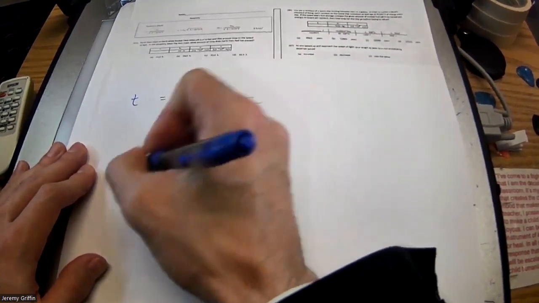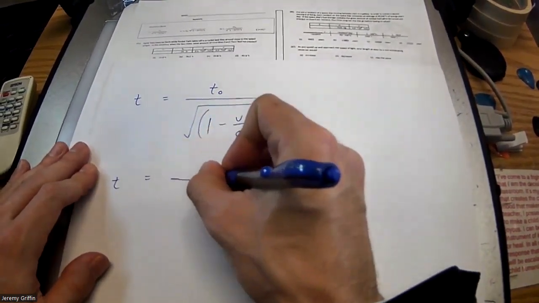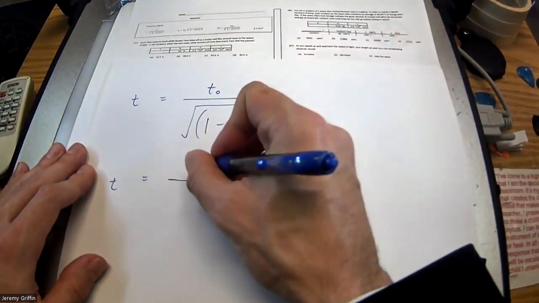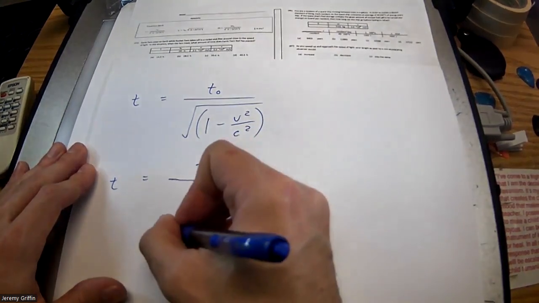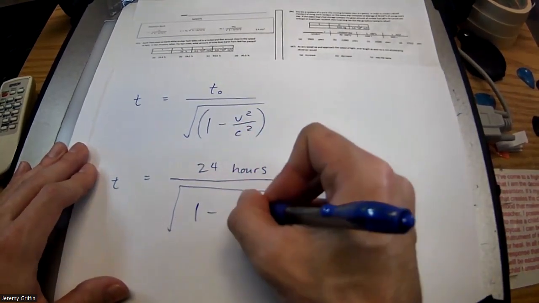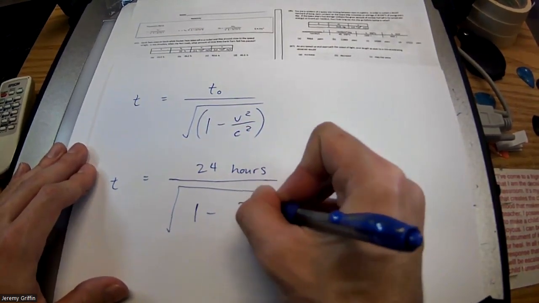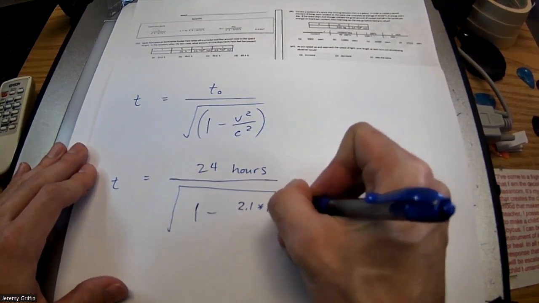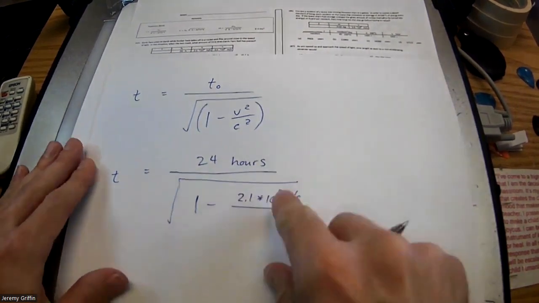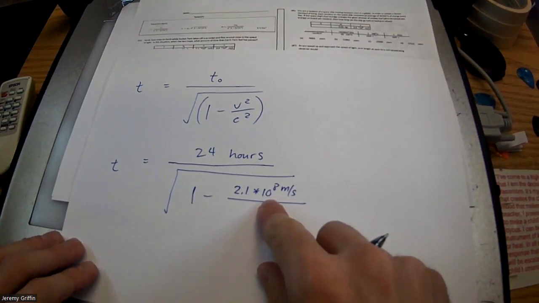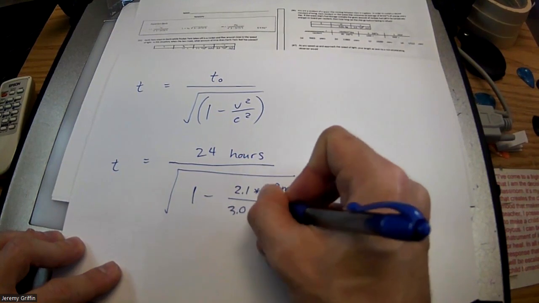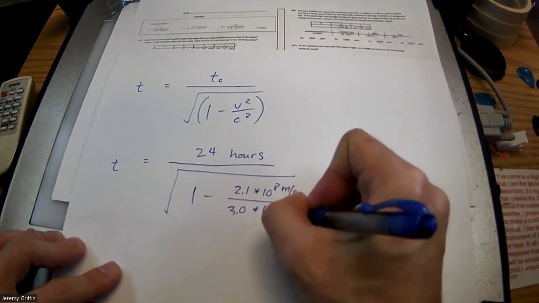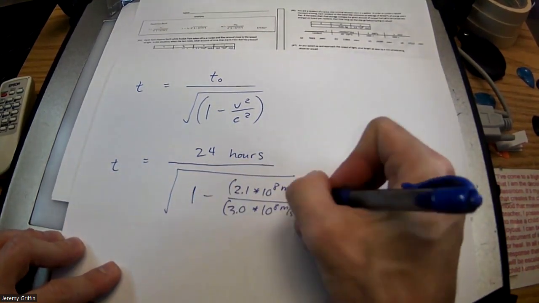And so, Earth twin time is, well, rocket twin on my paper says 24 hours. So the rocket twin's been flying around for 24 hours at a relativistic speed. And that relativistic speed, on my paper, says 2.1 times 10 to the 8 meters per second. It should be something like 10 to the 8, right? Because 10 to the 8 would be getting close to 3.0 times 10 to the 8, which is the speed of light.